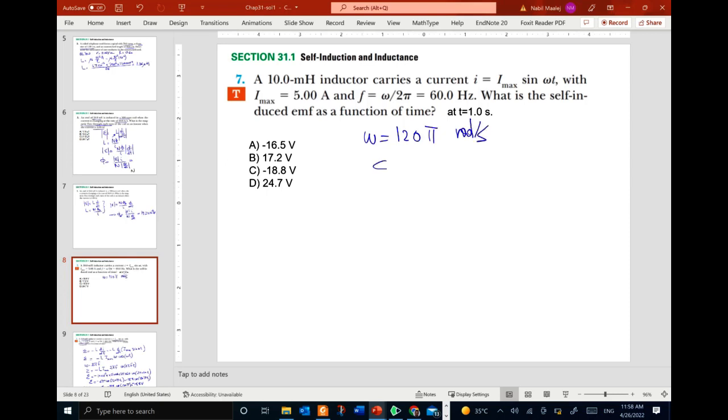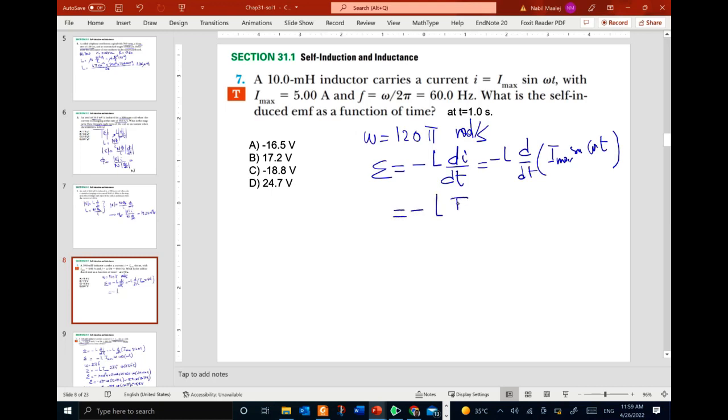We have an equation that says this is minus L di dt. Okay, so we have the current, so this is minus L times the derivative with respect to time of I max sine omega t. Okay, so what's the derivative of sine? The derivative of sine is cosine, and so this is going to be equal to minus L I max omega cosine omega t. Correct?